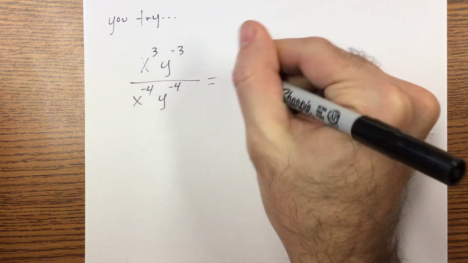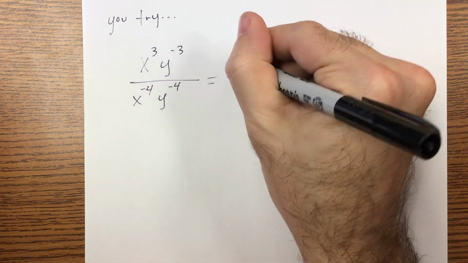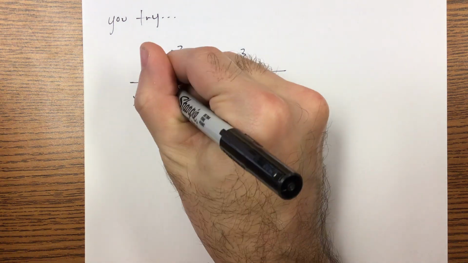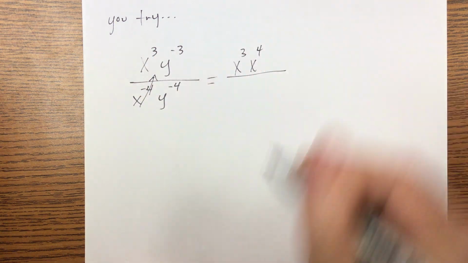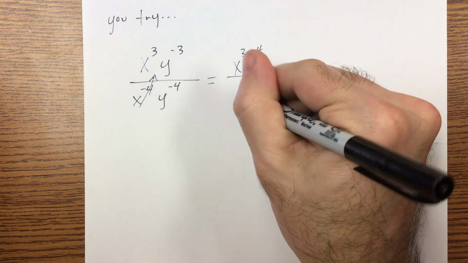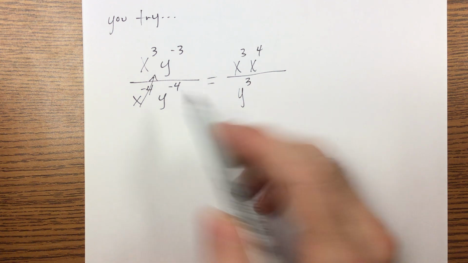You try this one. So first step, fix your negatives. Then simplify what you can based on the rules that we know. All right, let's fix all negatives. Should we fix x to the third? Nope. Should we fix this x to the negative fourth? Yep. Bring it upstairs. Should we fix this y to the negative third? Yeah. Move it down. Should we fix this y to the negative fourth? Yeah. Move it up.